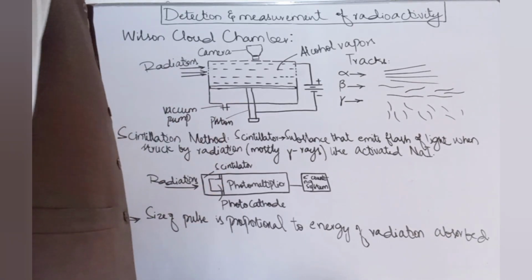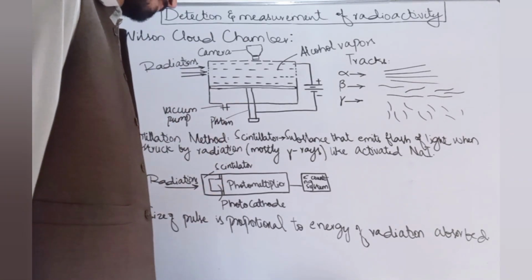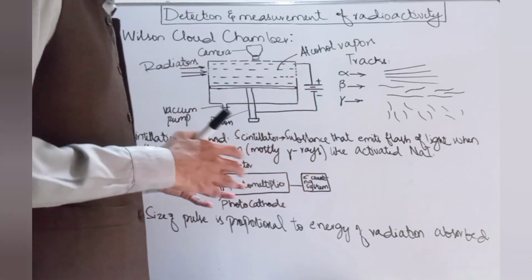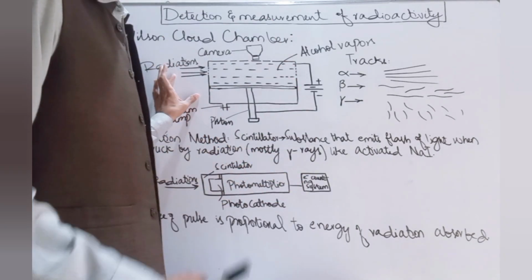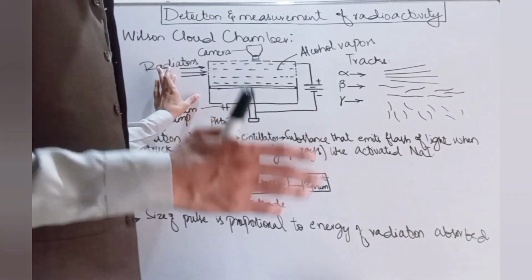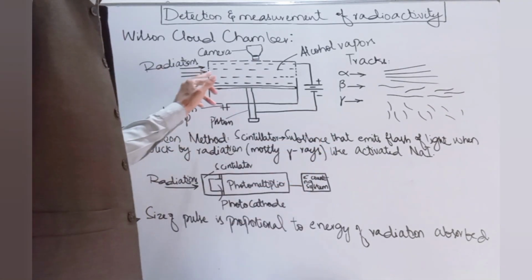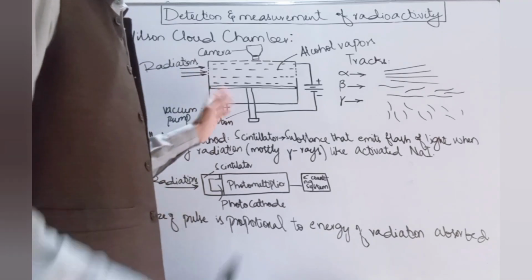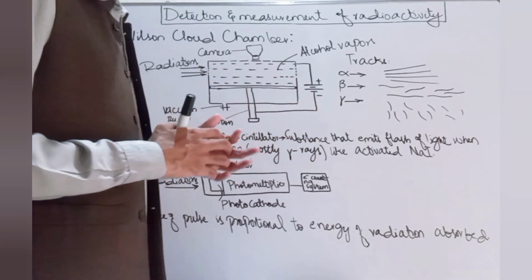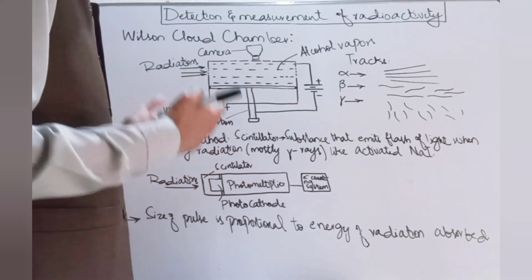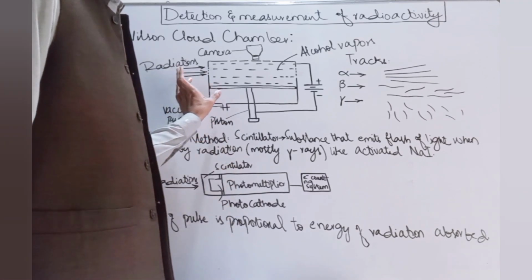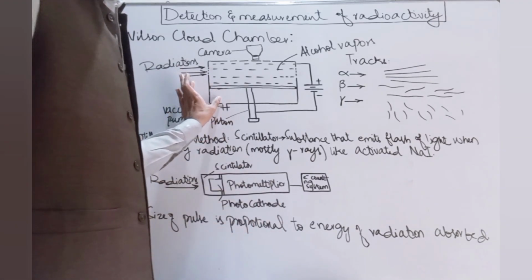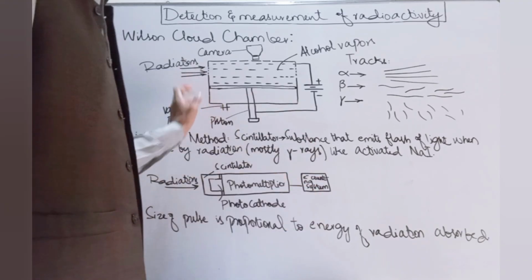If we talk about the disadvantages, first of all, it's not possible to build such a large Wilson cloud chamber that can show the long or whole path of the radiations, because the radiations are moving very fast. So Wilson cloud chambers are very small as compared to the path of the radiations. So no long tracks can be produced because the size of the Wilson cloud chamber is much smaller.